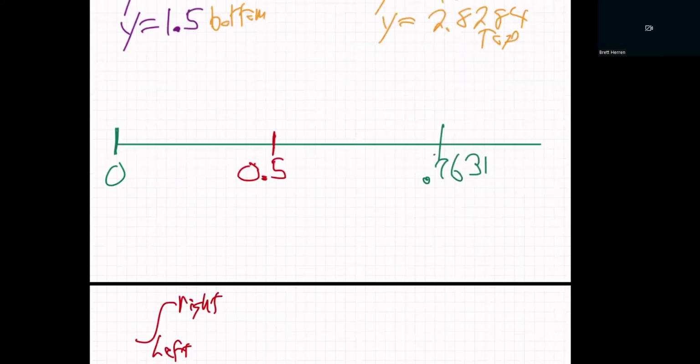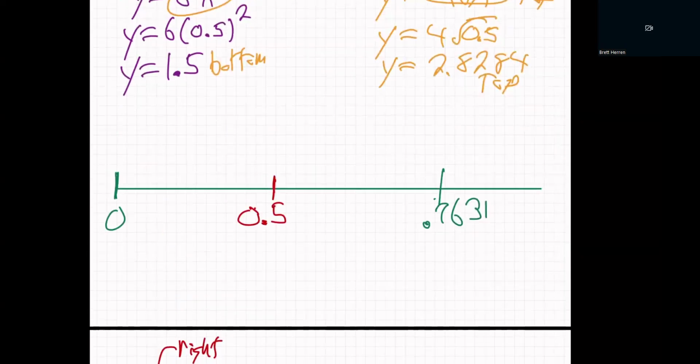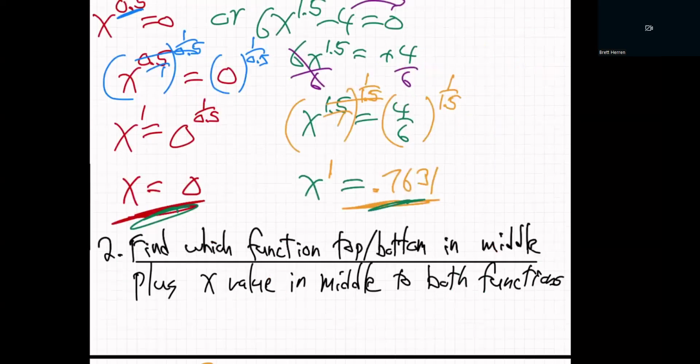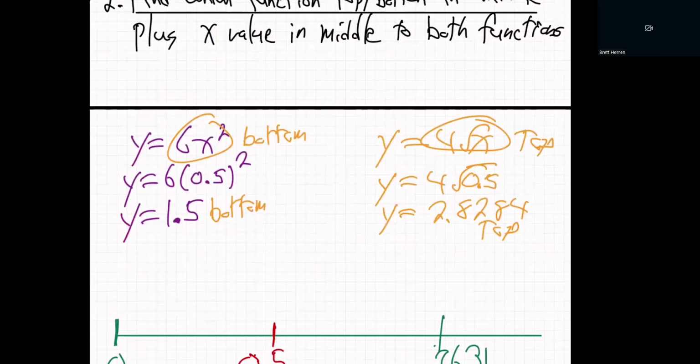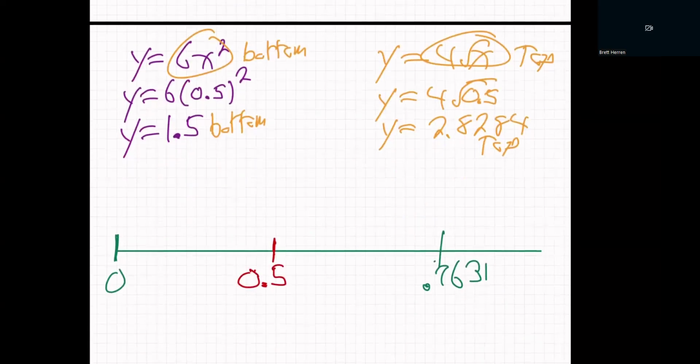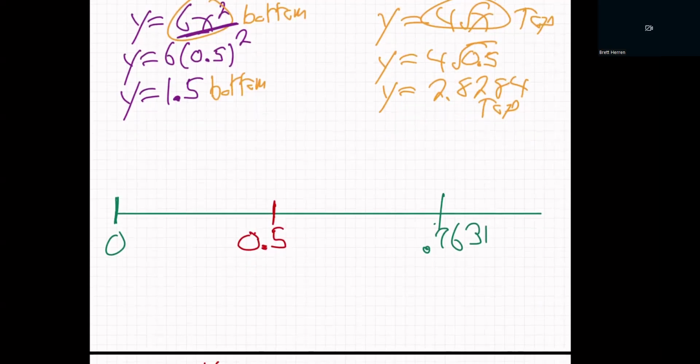Okay, so it's going to be the integral from left to right. So think about what we're doing. We're going to stack up a bunch of rectangles, right? See how the original integral said dx? We're going from left to right. I'm just going to tell you, you know what the 6x squared function is. That's a U shape going up, right? It's a U shape because x squared is always a U shape. It's positive 6x squared, so it's a U shape going up.